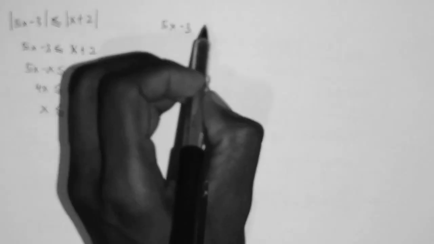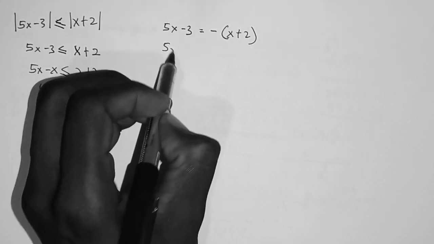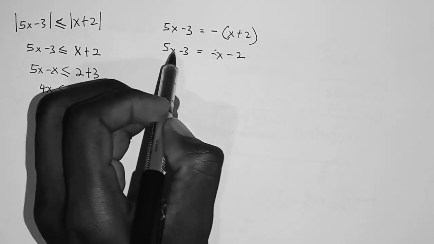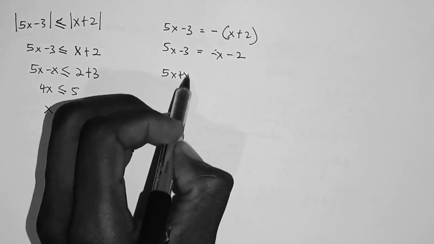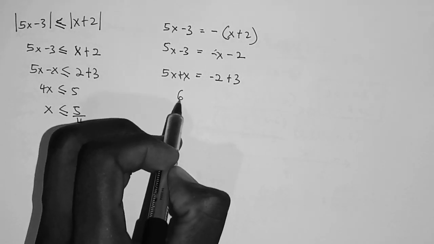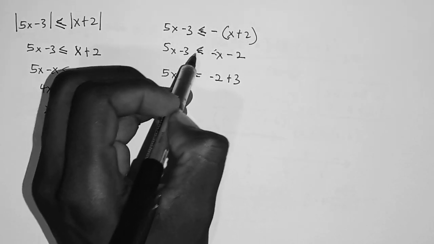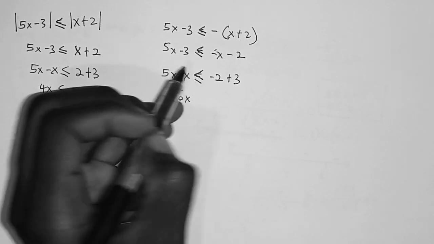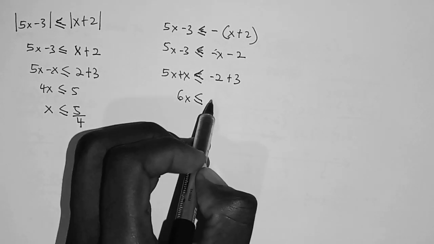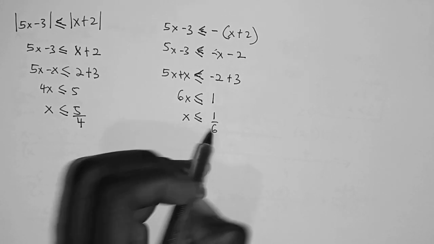Then we'll find the negative of this equals negative x plus 2. So 5x minus 3 equals negative x minus 2. Let's take x to the side. It becomes 5x plus x equals negative 2 plus 3. So 5x plus x is 6x. Sorry, here is less than or equal to. Sorry, I forgot the sign. So 6x is less than or equal to minus 2 plus 3, which is 1. So x is less than or equal to 1 over 6.